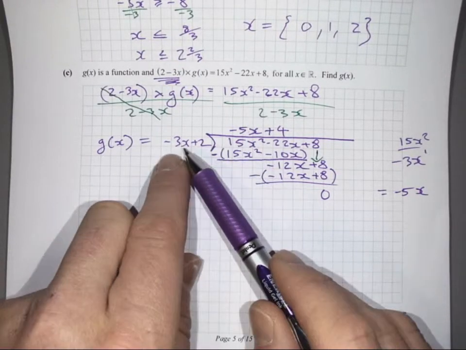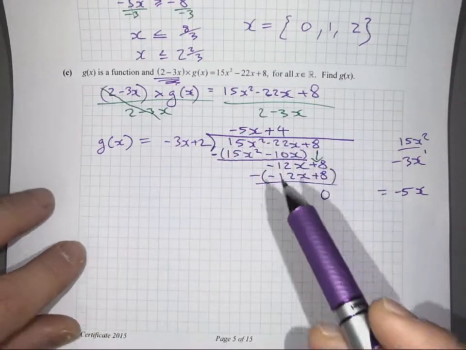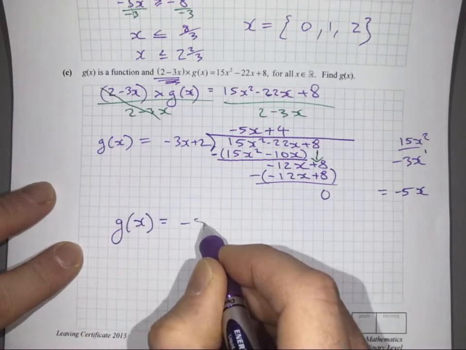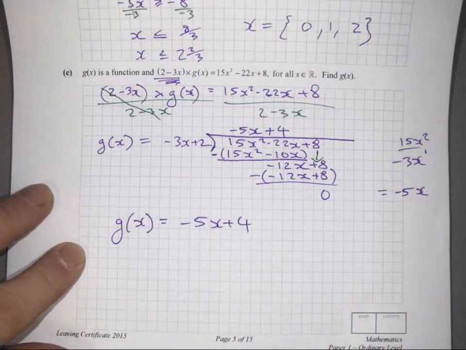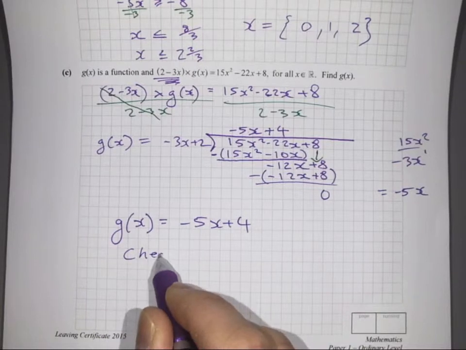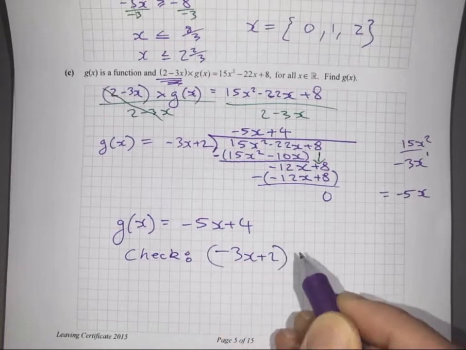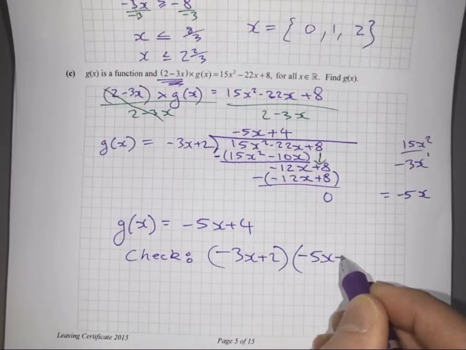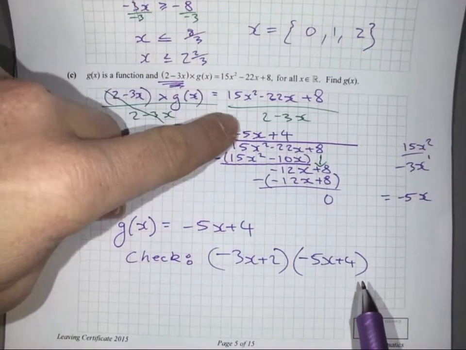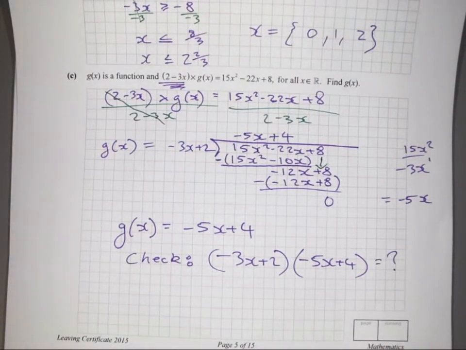So minus 3x plus 2 has divided in here minus 5x plus 4 times, which means that g of x equals minus 5x plus 4. If you wanted to, you could check, I'm not going to do it now, by multiplying minus 3x plus 2 by minus 5x plus 4. That'll be like multiplying this by g of x, and seeing if you get back to 15x squared minus 22x plus 8.